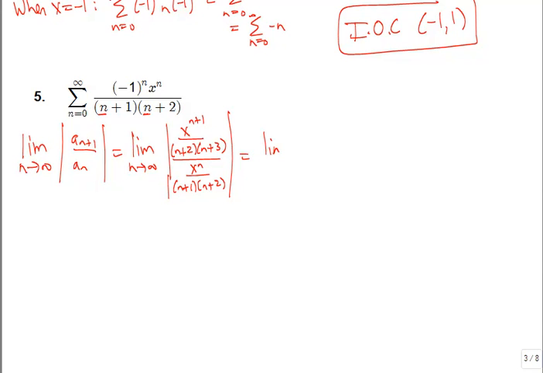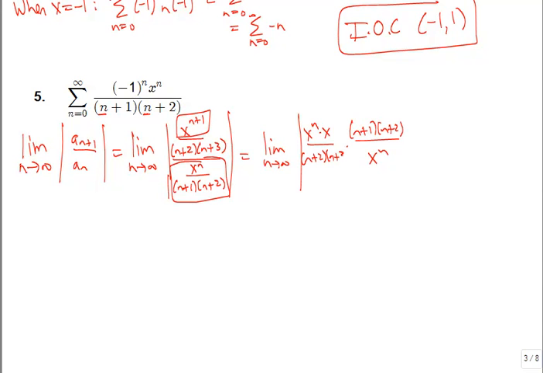So multiplying by the reciprocal and doing some reducing here, if I flip this bottom over, it's going to be an n plus 1, n plus 2 over an x to the n. If I break this numerator up, it's an x to the n times x, and then the n plus 2, n plus 3 stays put. So the n plus 2's cancel, the x to the n's cancel, and we're left with the limit as n goes to infinity of an x times an n plus 1 over an n plus 3.